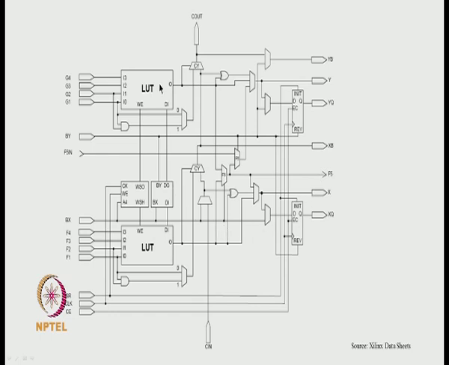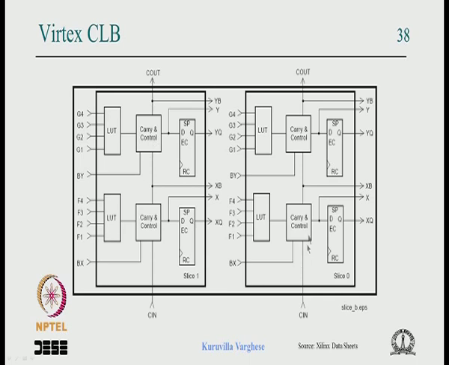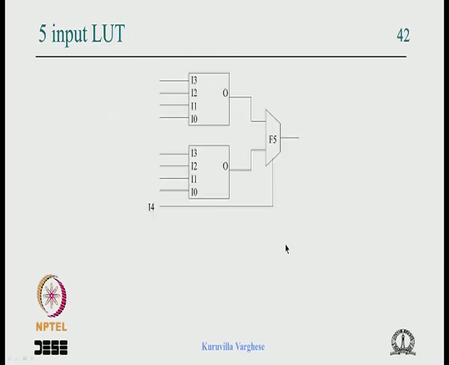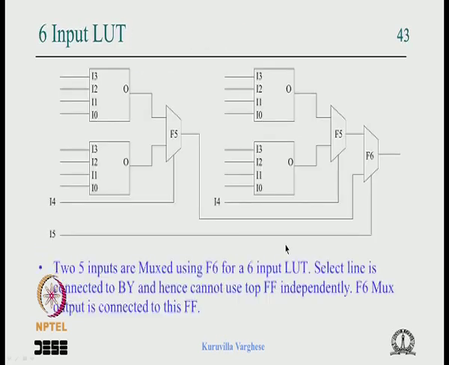So in a slice you can have 2 4 input lookup tables or a 5 input lookup table. In a CLB, because it has 2 slices, like one 5 input here and one 5 input here, which can be combined to make a total 6 input lookup table. Okay. So that is what we have discussed.